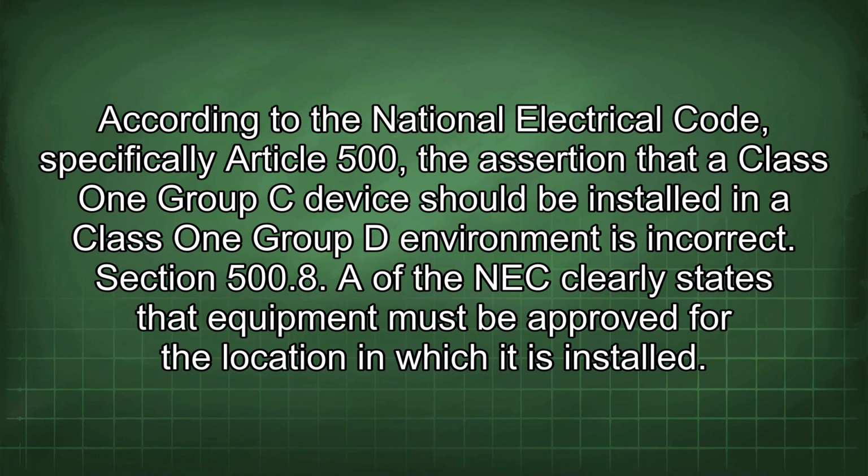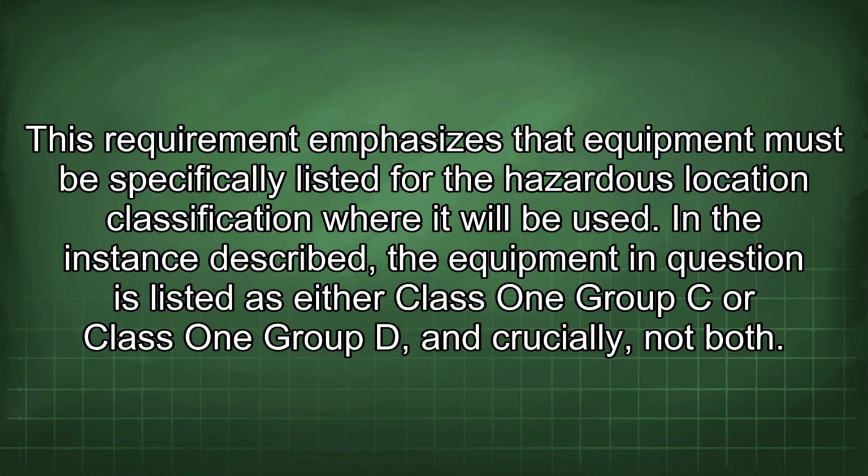According to the National Electrical Code, specifically Article 500, the assertion that a Class 1 Group C device should be installed in a Class 1 Group D environment is incorrect. Section 500.8 of the NEC clearly states that equipment must be approved for the location in which it is installed. This requirement emphasizes that equipment must be specifically listed for the hazardous location classification where it will be used.